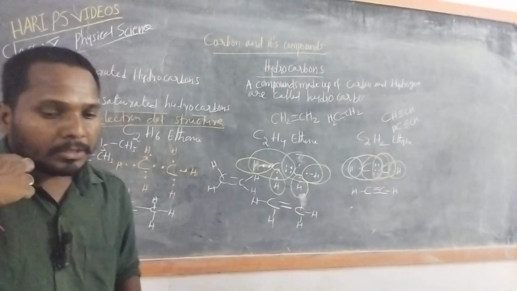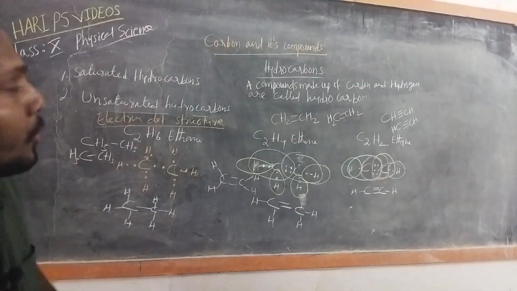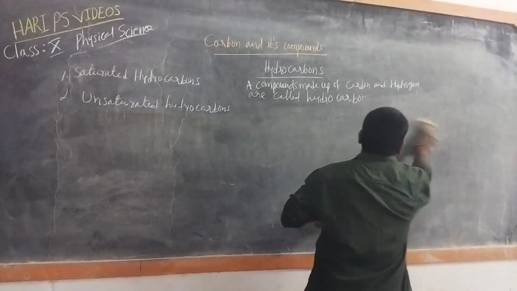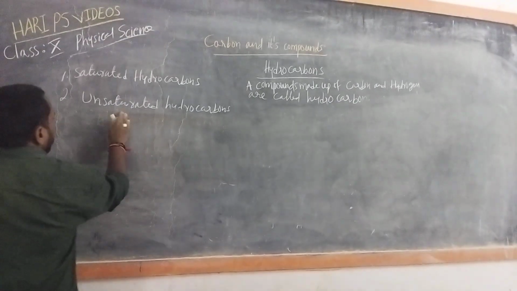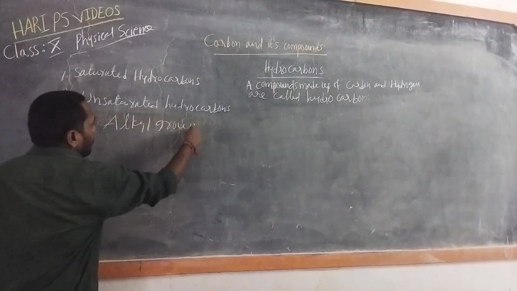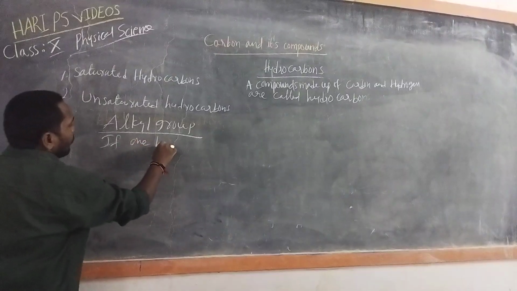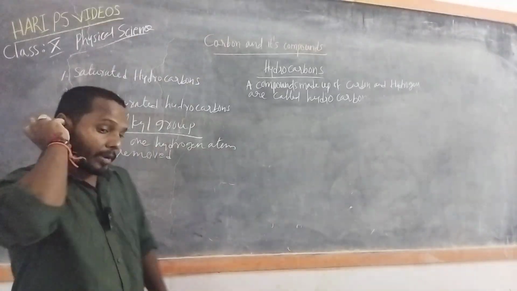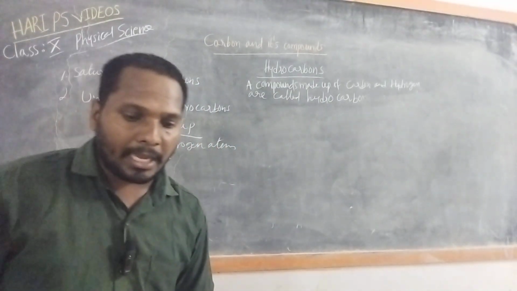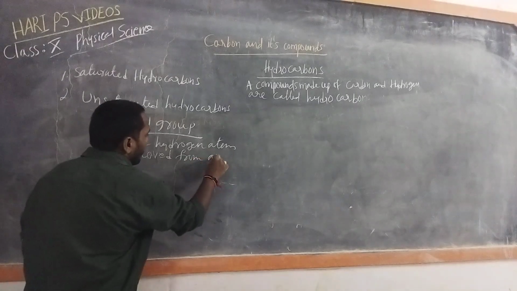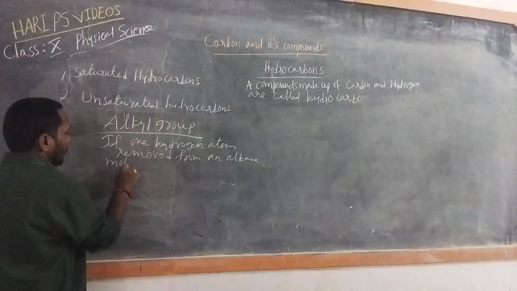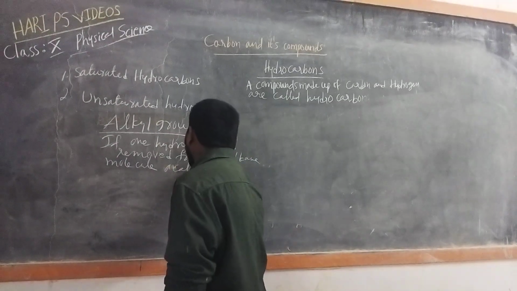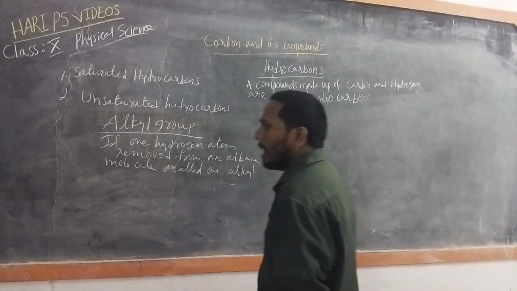Alkyl groups. The group formed by the removal of one hydrogen atom from a hydrocarbon, or from an alkane molecule, is called an alkyl group.